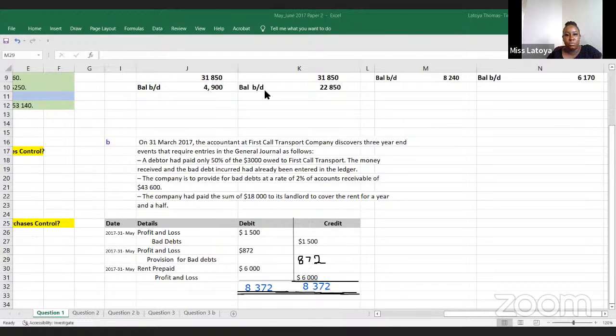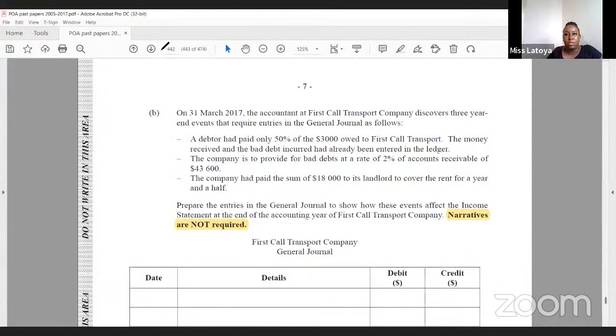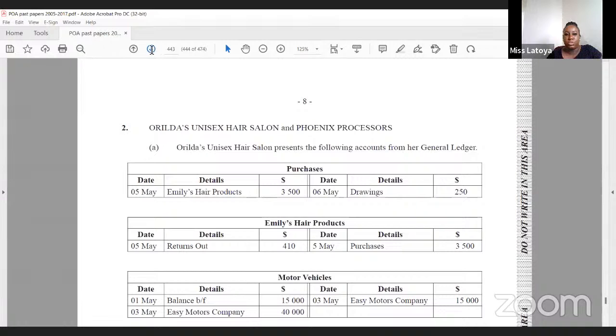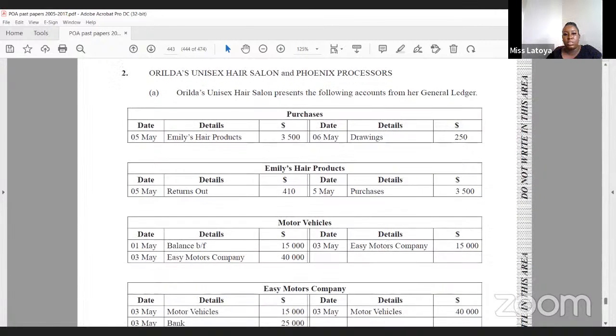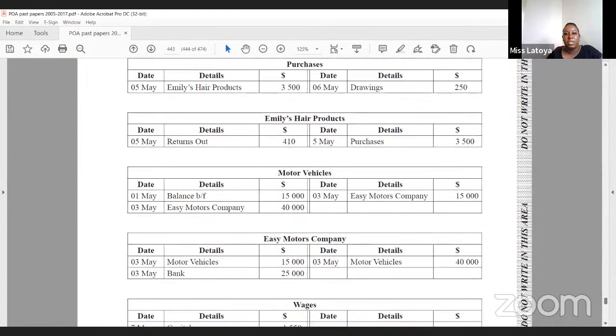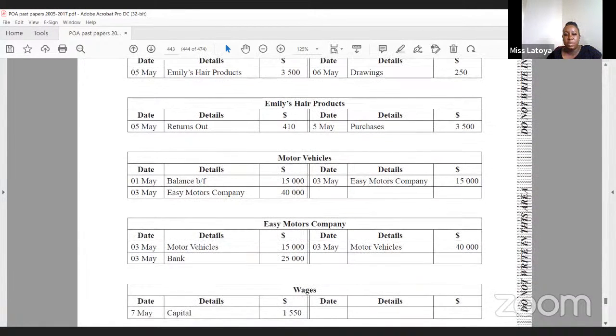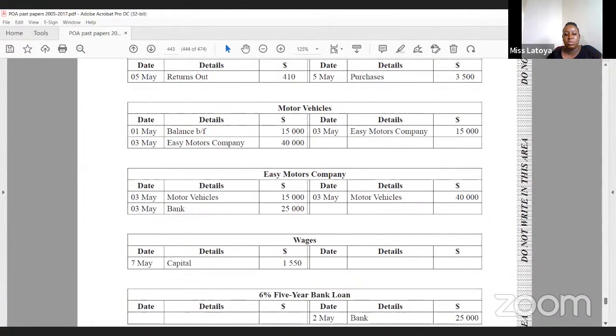Now let's go to question 2. I'm showing you all the questions from the past paper. I'll scroll down first to see question 2. Hi, Latasha. Question 2. Orelda's Unisex Hair Salon and Phoenix Processors. So this is information for Orelda's Unisex Hair Salon. They present the following accounts from her ledger. The information given: purchases, hair products, motor vehicles, easy motor companies, and wages, also a 6%, 5-year bank loan.